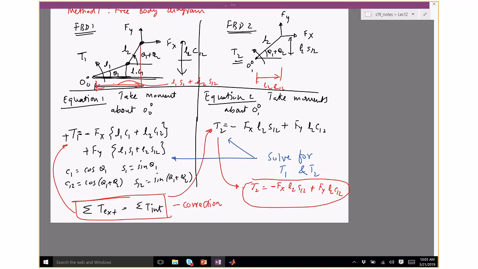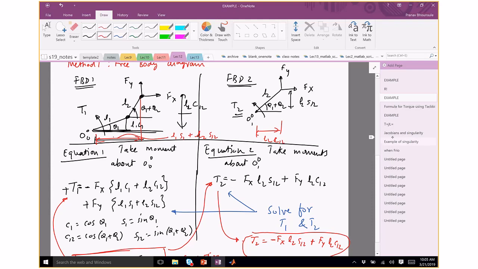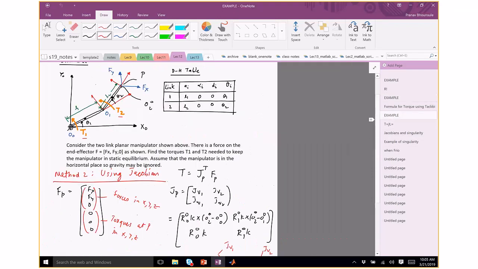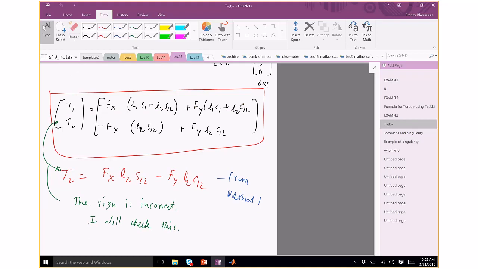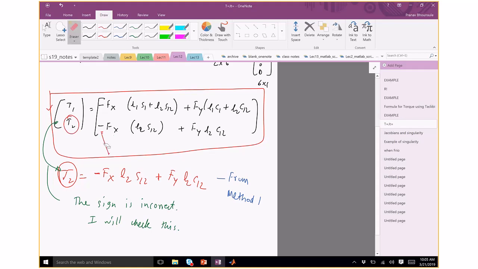And so if you now go back to the case where I solved this problem again using Jacobians, I got an answer for the torques. So this is the answer I got from using the Jacobian method 2. This should have been negative, this should have been positive. That's the correction I made there. And that T2 agrees with this T2, the same sign. Okay, so this is right and that is right.